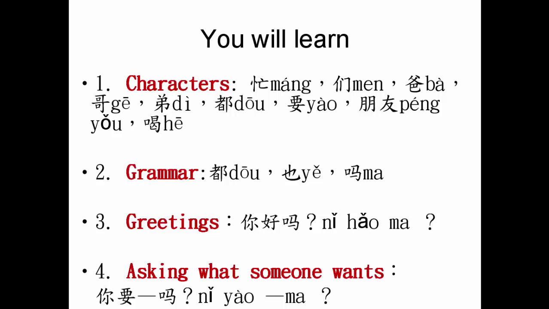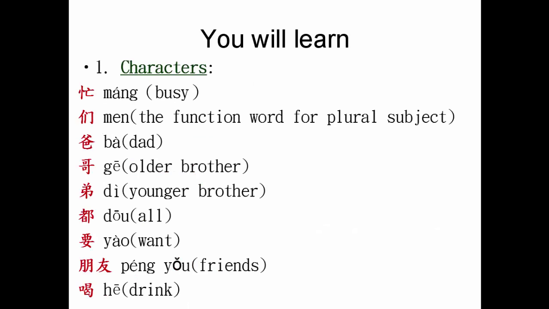吗 is the second function word for creating questions. Then we are going to learn some social conversation greetings about 你好吗? How are you? And asking what someone wants. 你要喝吗? Do you want to drink? Okay, so now we're going to talk about characters. At this part, we will learn 忙, 们, 爸, 哥, 弟, 都, 要, 朋友, 喝.